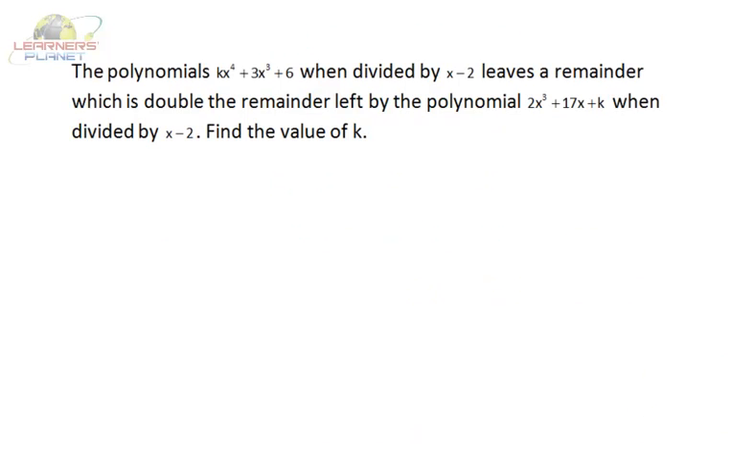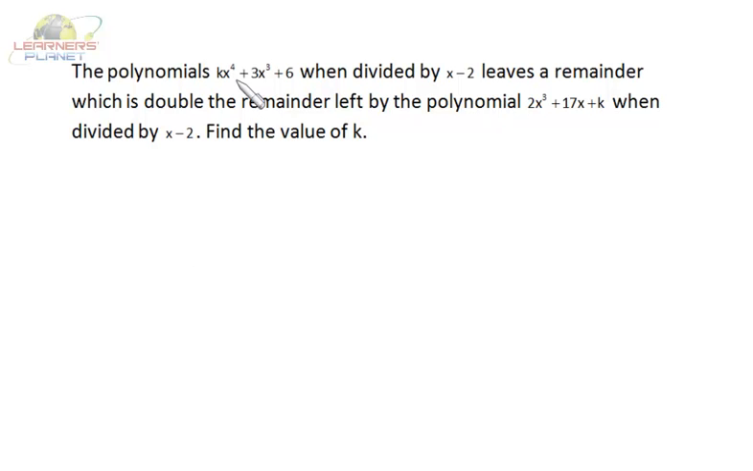Friends, you should revise the previous session before coming to this session because we'll be using remainder theorem and factor theorem as it is. Okay, now let's see this problem. The polynomial kx⁴ + 3x³ + 6, when divided by x − 2, leaves a remainder which is double the remainder left by the polynomial 2x³ + 17x + k when divided by x − 2. We have to find out the value of k. Very simple application of remainder theorem. Let's begin to do it.